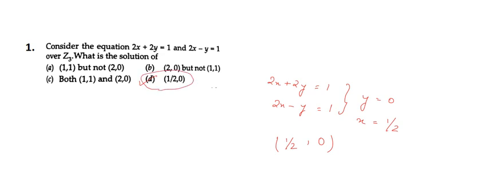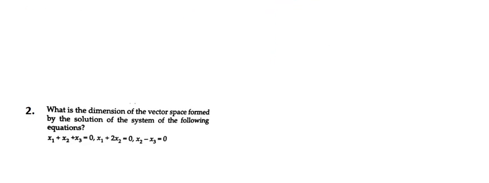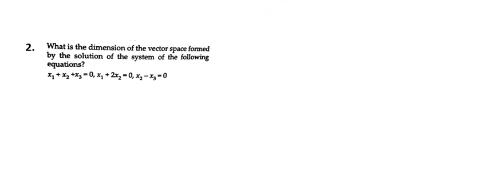So let us move on to our second question. So our question number 2 is here. It says what is the dimension of the vector space formed by the solution of the system of the following equations. So we have been given three equations. Let us write those equations. Equation 1 is x1 plus x2 plus x3 equal to 0. Equation number 2 is x1 plus 2x2 equal to 0. Equation number 3 is x2 minus x3 equal to 0.